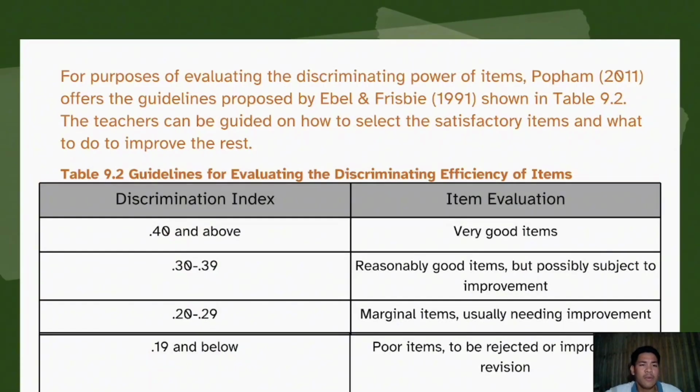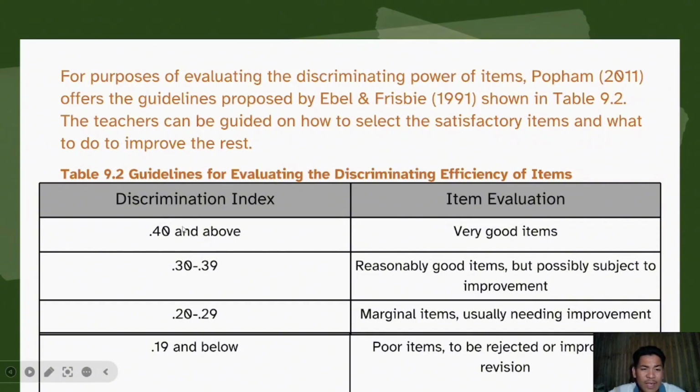So for purposes of evaluating the discriminating power of items, FAM 2011 offers the guidelines proposed by Abel and Frisbee, 1991, shown in Table 9.2. The teachers can be guided on how to select the satisfactory items and what to do to improve the rest. So this is Table 9.2, guidelines for evaluating the discriminating efficiency of items.